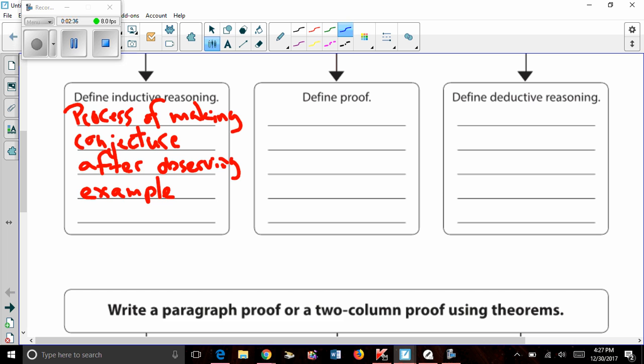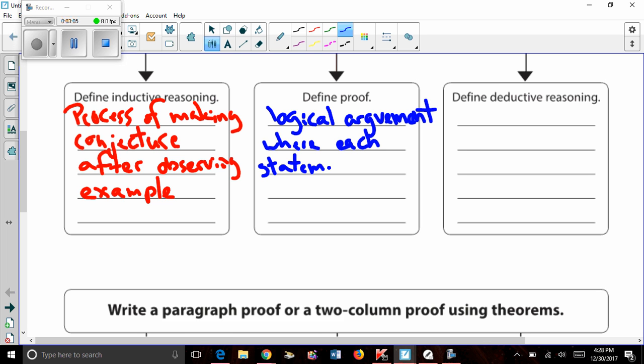Now, a proof. A proof is a logical argument where each statement, so every statement that we make, is justified or is followed up with a reason. So far, two definitions. They're kind of lengthy, so make sure you pause anytime you need to in order to get down this information.